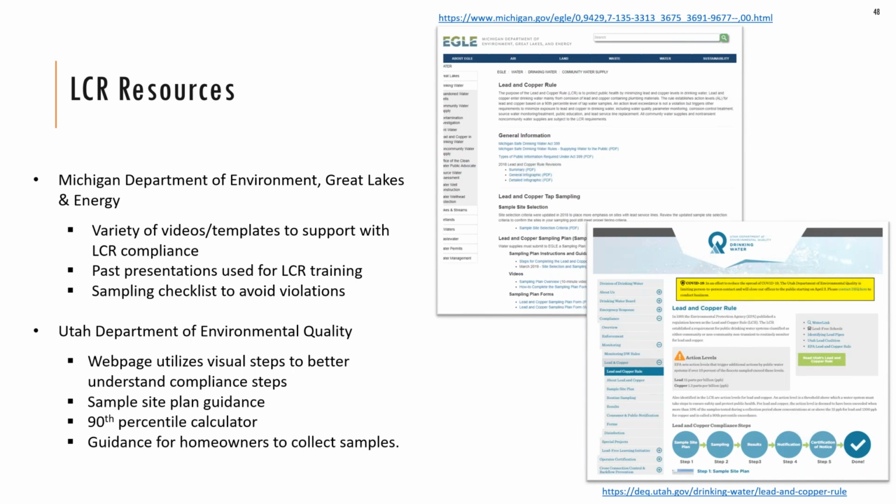As I mentioned earlier, they have a 90th percentile calculator. This is how the LCR determines exceedance. So it focuses on the top 10% of the highest samples collected, and they use that information to determine exceedance. So having a calculator like this will definitely help you maintain data, as well as instantly pop out whether an exceedance has occurred or not.